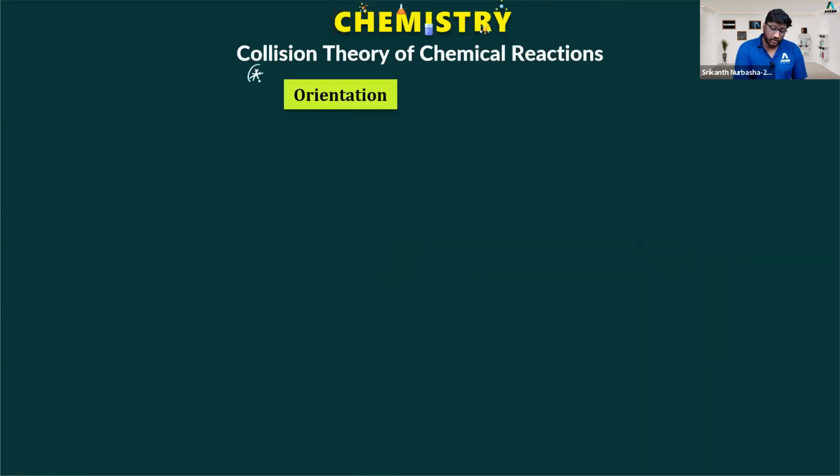Orientation. The first factor which we have understood so far is energy. The reactant molecules should possess energy so that they will collide. After collision, they will form the products. Now orientation comes into the picture. Proper orientation should be there, because if it is not, the atomic orbitals will not overlap, and new bonds have to be formed.